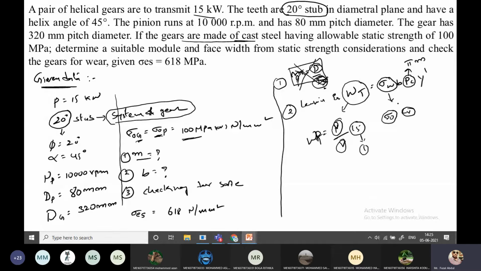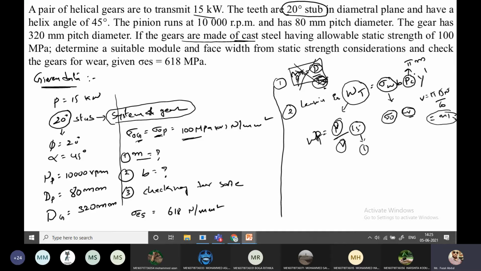Yesterday I explained how many equations we have for the velocity factor. Total 4 equations we have, based on the pitch line velocity. We need to select that one. Pitch line velocity is nothing but V equals pi dn by 60. N value is given, D value is given. Calculate the V value in terms of meter per second, and based on this meter per second value, we are going to select the Cv value.